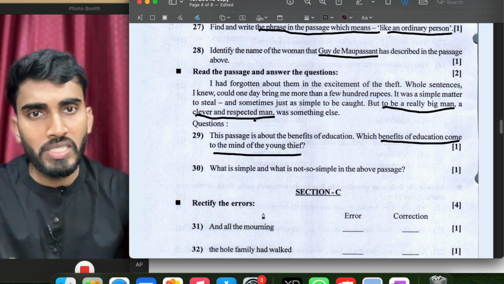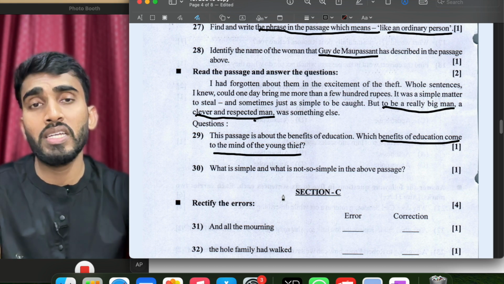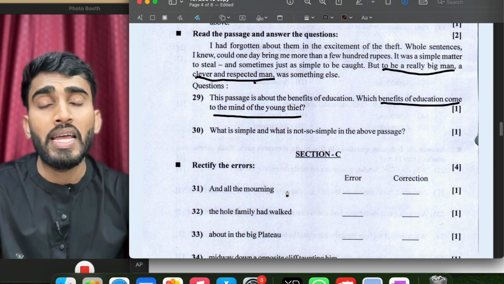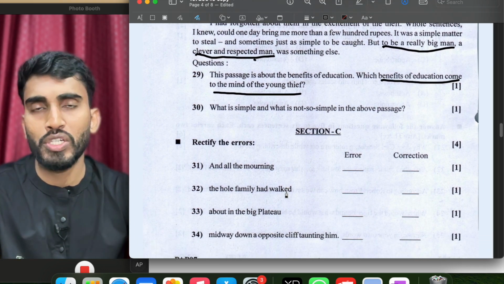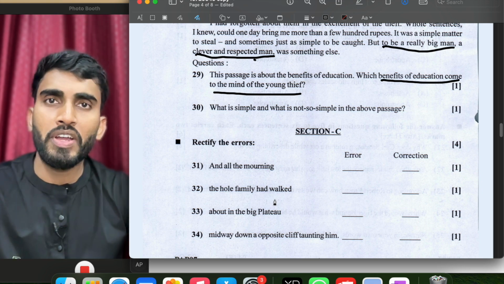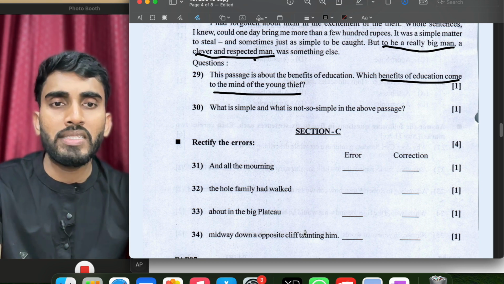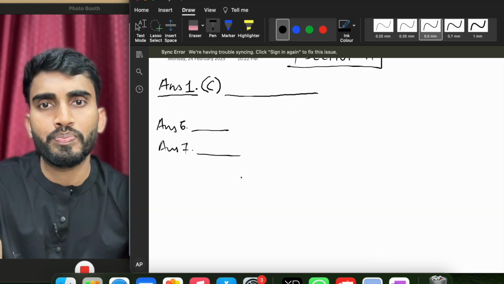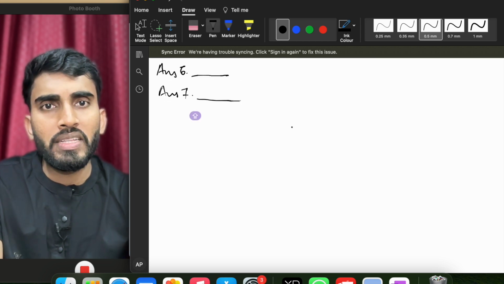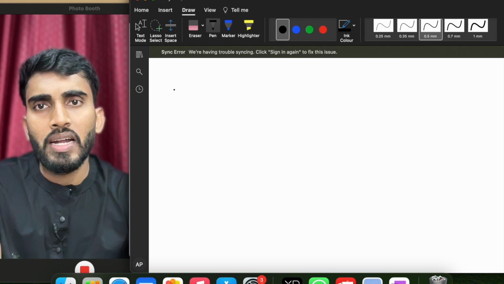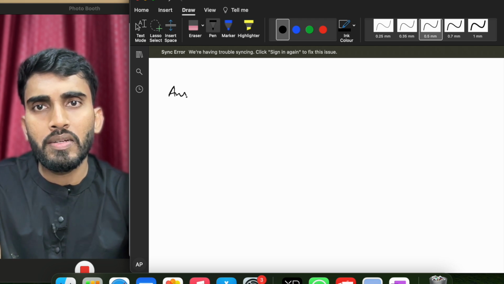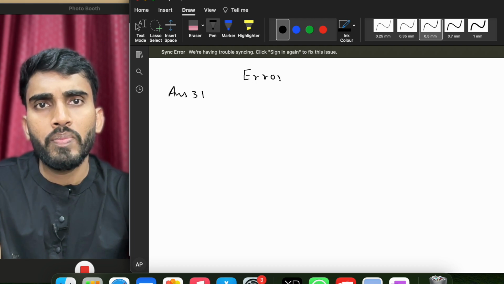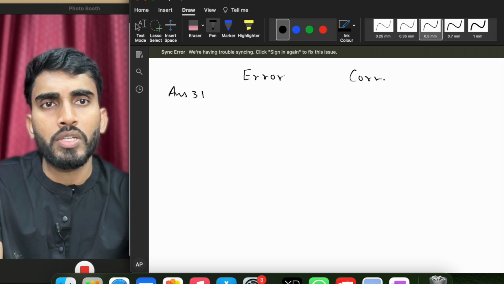Then after finishing this comprehension, you are going to have section C. Start from the new page, giving the heading section C in the box, and here you will have a rectification of error. In rectification of error, you have to write the answer in this format, like say it is starting from 31st question. So after giving the heading section C, you will start by answer 31. First you will make two columns here, one for the error and other for the correction.